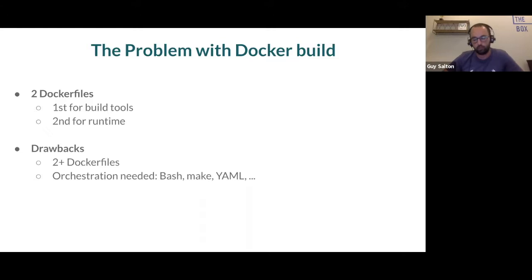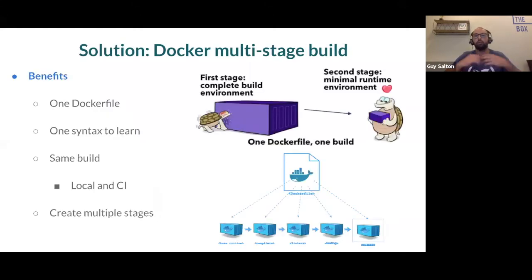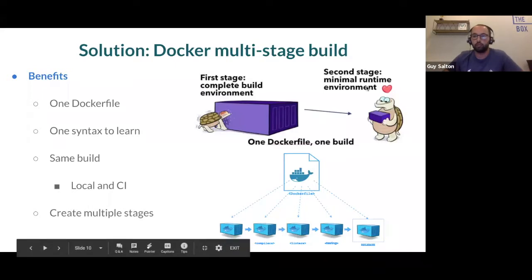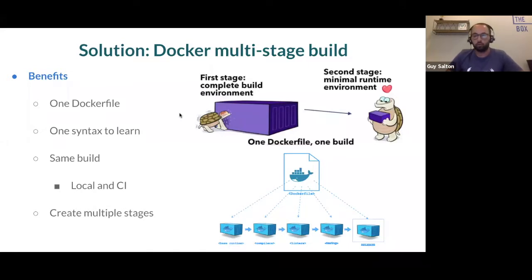The good news is that I don't have to use this solution because Docker released MultiStage Build. So what is MultiStage Build? For those who don't know, it's a feature that Docker released, as we mentioned, in 2017, which lets me create multiple images from a single Docker file. So I will only have to have one Docker file with the same syntax.